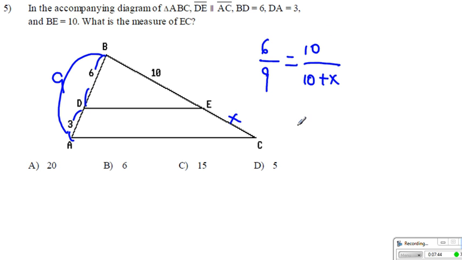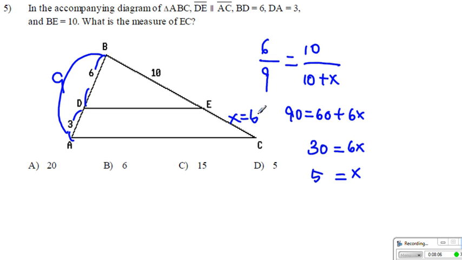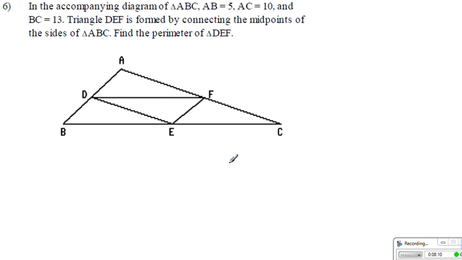When you cross multiply, then we get to realize here 90 is equal to 60 plus 6x. Now we get to realize 6x must be equal to 30. Then x must be equal to 5. So therefore, x is equal to 5. Choice D. Alright, let us move on to number 6.